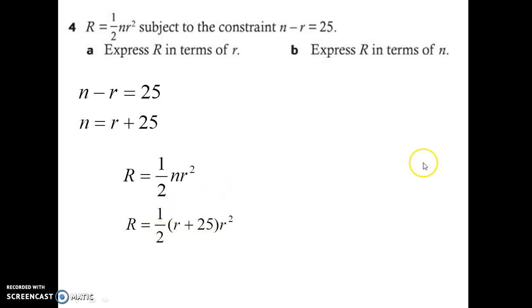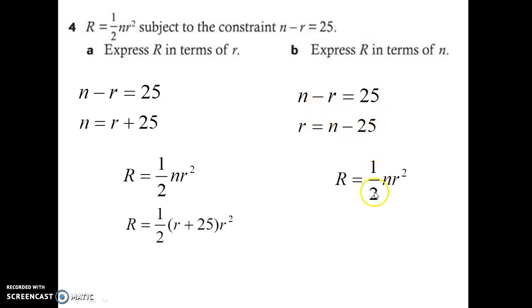On the other side, it says express r in terms of n. So it's the same thing here, except the one it wants it to be in terms of is not r anymore, it's now n. All right, so if you want this rewritten in terms of n, then you need the r to be replaced. So you take this equation, the constraint one, and you solve for r. So here's the constraint equation. Now I solved for r by moving this r to that side and that 25 to that side. So r equals n minus 25.